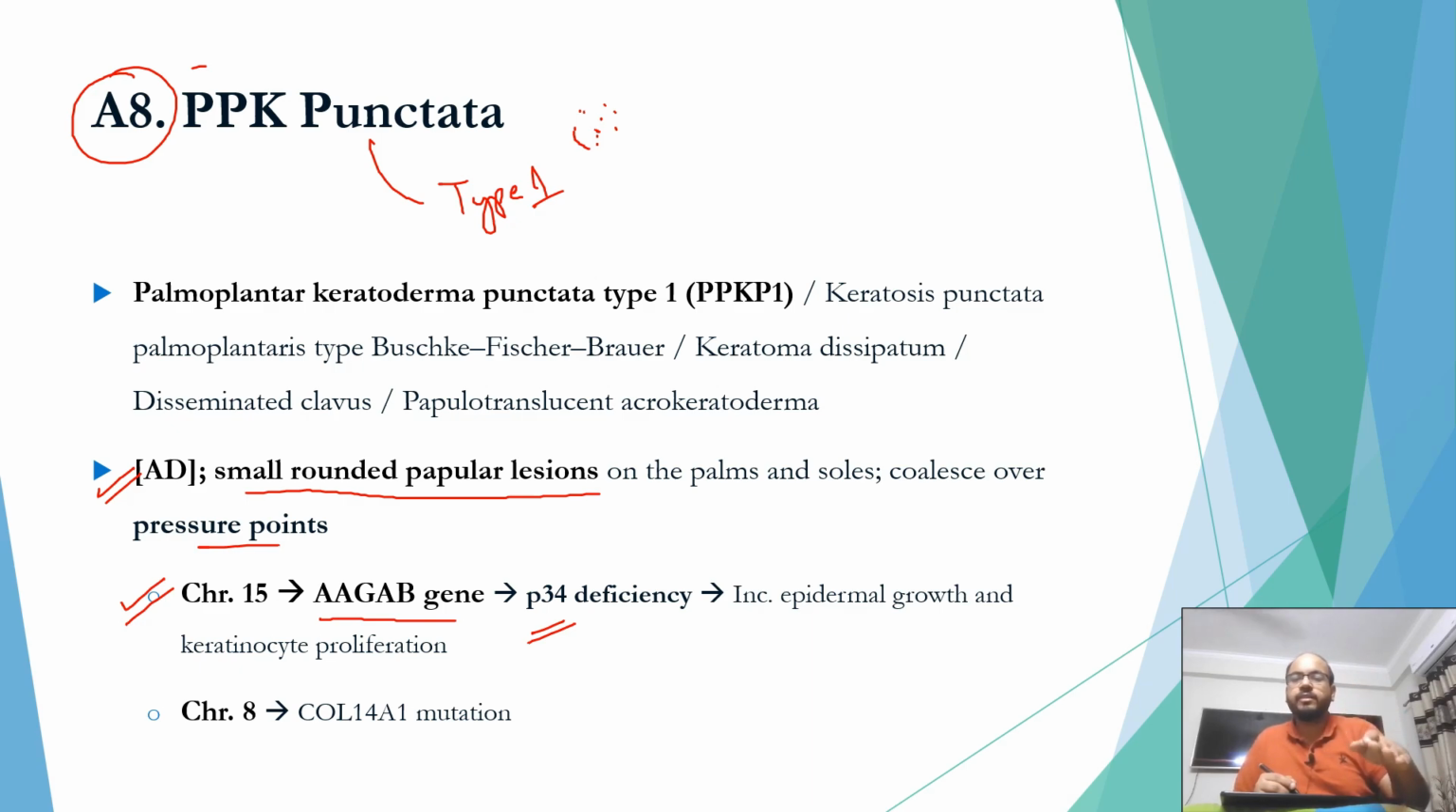And when P34 is decreased, it is not able to control epidermal growth and keratinocyte proliferation. So the keratinocytes keep on growing without control and you have thickening and keratoderma. Clear? Another mutation is seen in chromosome 8 in the gene COL14A1, but that's a bit less. Mostly the mutation lies in chromosome 15. The other chromosome involved is chromosome 8 in punctata PPK type 1. Let's move forward.